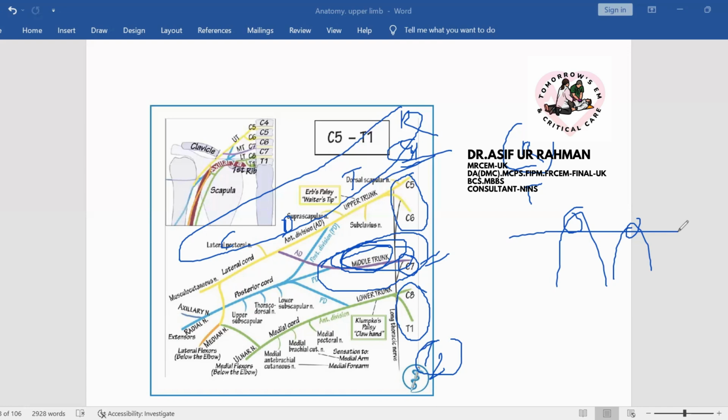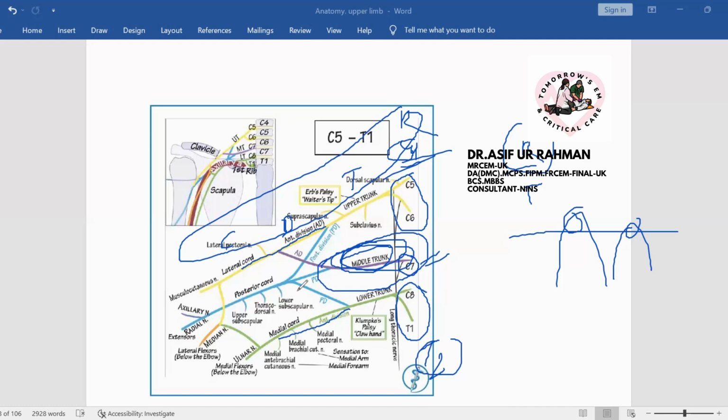Regarding cords: the posterior divisions of the upper, middle and lower trunks form which cord? The posterior cord. That means the posterior division of all trunks will create the posterior cord. Only the anterior division of the upper trunk will create the lateral cord, and the anterior division of the lower trunk will create the medial cord. The posterior division of all trunks will create the posterior cord.